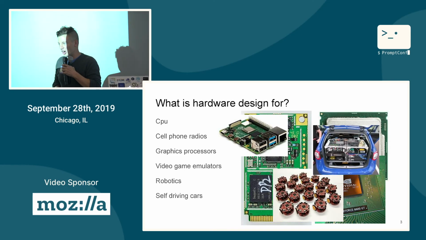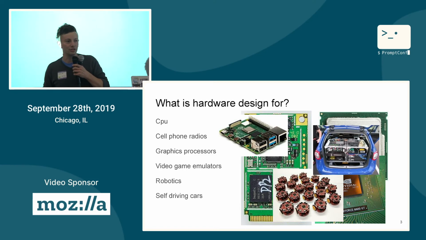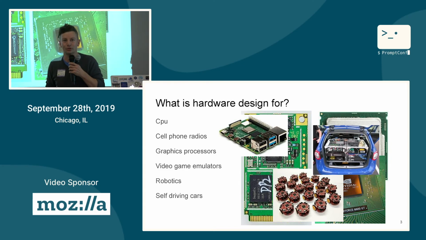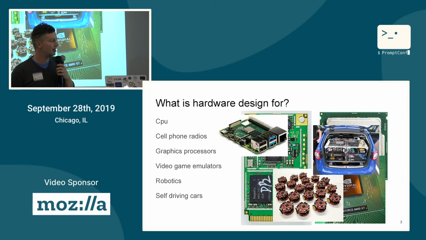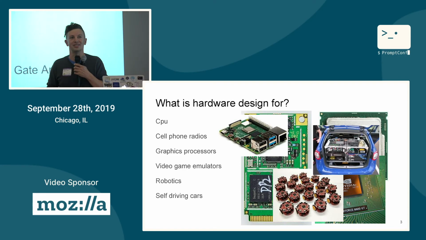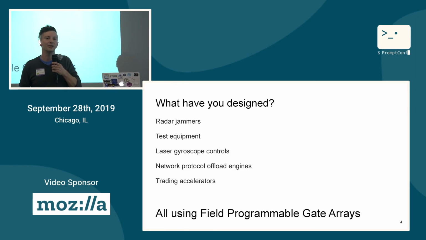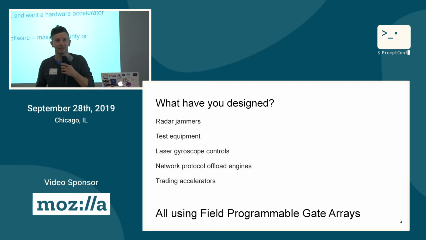So I'm going to talk about open source hardware design. We're going to start off with, what is hardware design for? What sorts of things are you going to do if you're doing hardware design? Well, you can get CPUs, cell phone radios, graphics processors, video game emulators, robots, self-driving cars, all that sort of stuff comes out of hardware design. And I've been doing this for about 20 years, and in doing that have done radar jammers, test equipment for missiles, laser gyroscope controls, network protocol engines, trading accelerators, and this is all using field programmable gate arrays, which I'm going to talk a little bit more about later.